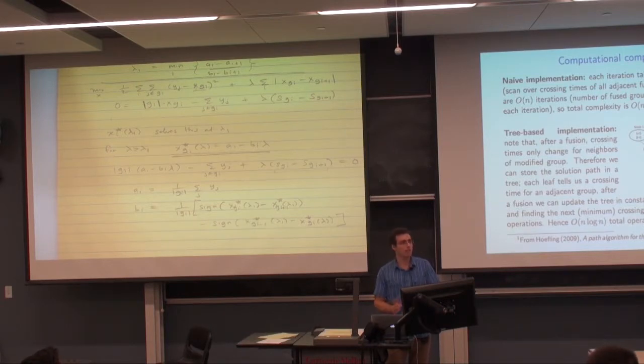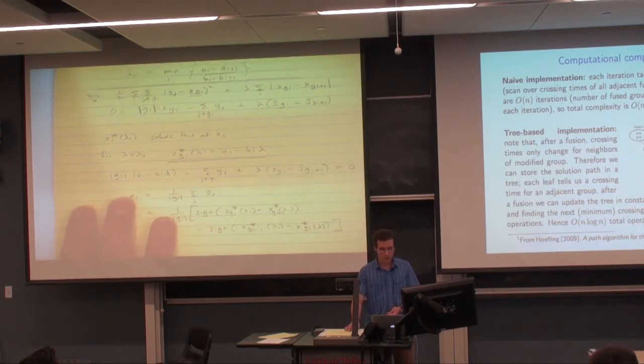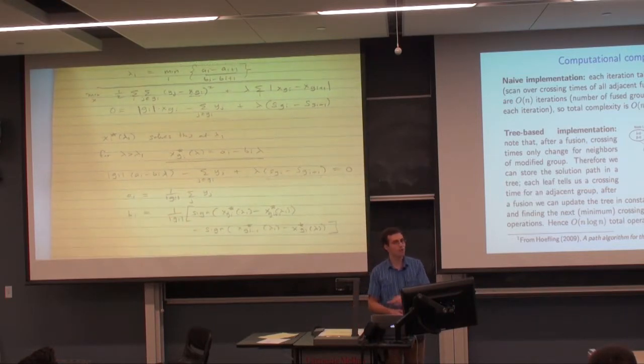Well, naively, if we go back and look at this algorithm, every iteration takes order n operations, right? Because we're just scanning over G groups, but that's of order n. It's certainly of order n at the start. And there's order n iterations of the algorithm, right? Because at every iteration, we're going to merge two things. So there's actually n minus 1 iterations. So the total complexity is naively order n squared, which is actually already pretty good.